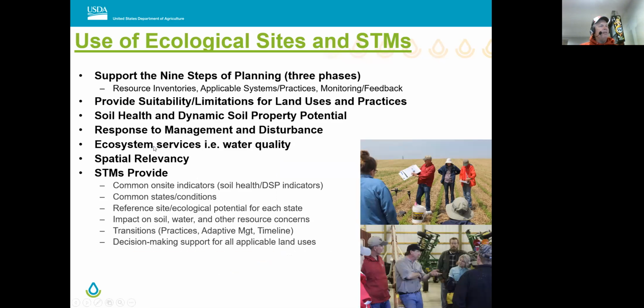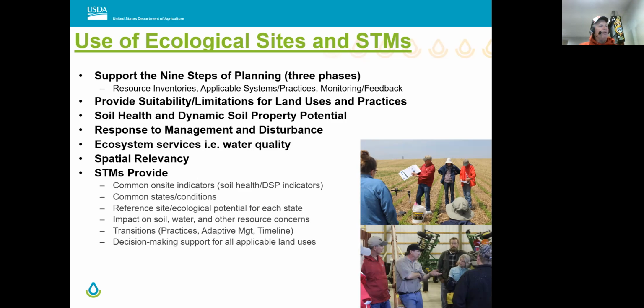Ecological sites and state and transition models support the 9 steps of planning, which are broken into the 3 basic phases where we gather information, resource inventories, the client's objectives, looking at the practices and systems, and then also, once those practices and systems are installed, using monitoring and feedback.